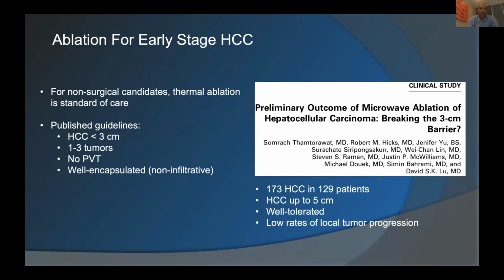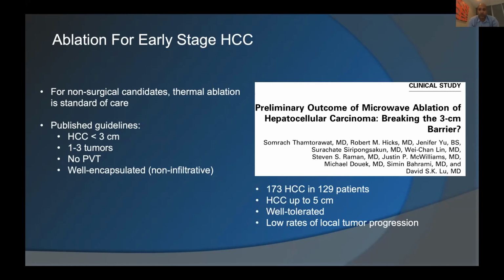What about ablation? So ablation, I would argue, is still the standard of care for 3 centimeter tumors or less, right? This is in every single guideline, 1 to 3 tumors, no vascular invasion, as long as they're well encapsulated, not infiltrative. Our group at UCLA, we've published several papers on ablation. I think one of the larger ones was to see if this could be pushed out to 5 centimeters. And this was well tolerated with relatively low rates of tumor progression. So this still remains the standard of care.